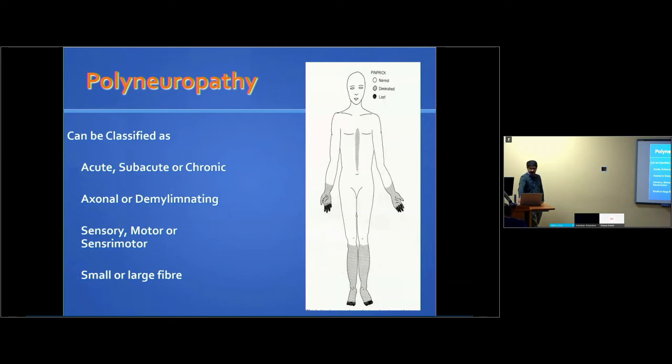So for polyneuropathy, it helps us determine whether this is an acute, subacute, or chronic process, whether it is axonal pathology or a demyelinating process, whether it is pure sensory or sensory motor, and whether it is large fiber. Because with small fiber, your clinical examination will be abnormal, and your diagnosis is established by skin biopsy to look at the concentration of the fibers in the piece of skin.